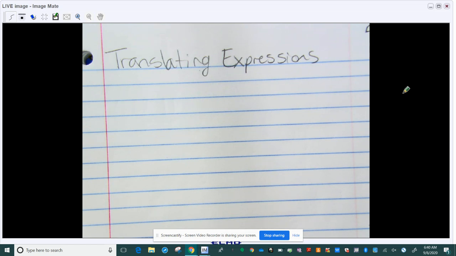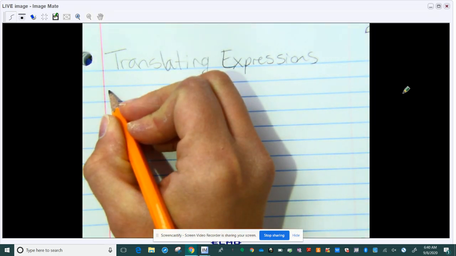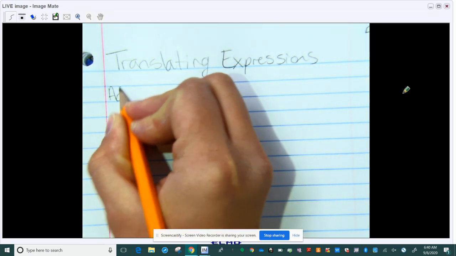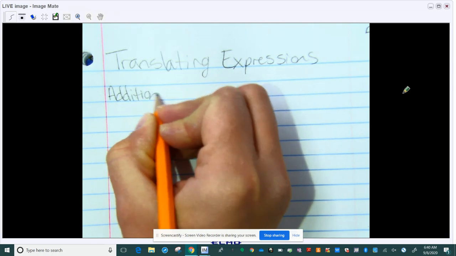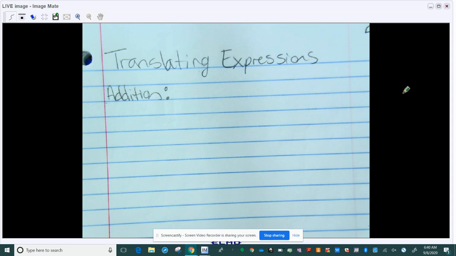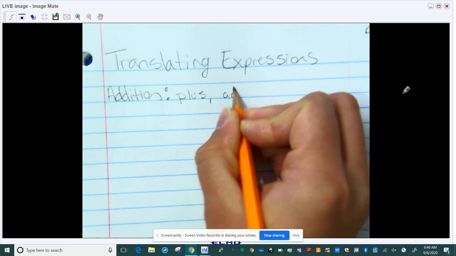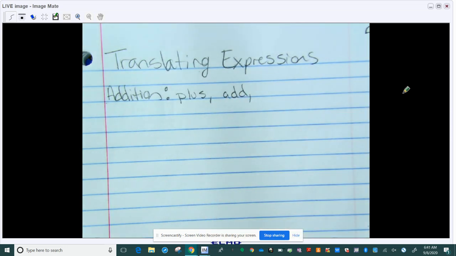meaning different operations. So we're going to look at our 4 main operations and look at the words that mean each of them. So we're going to start with addition. So all the words that could mean addition. So we have like the easy ones like plus, add, right? We know those are fine.